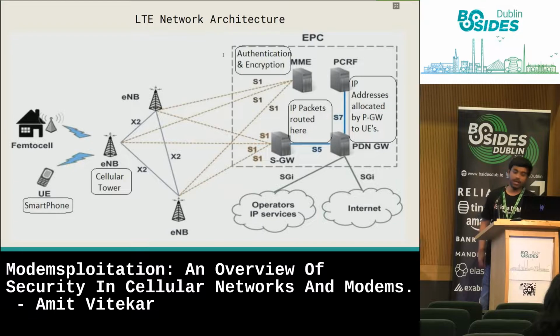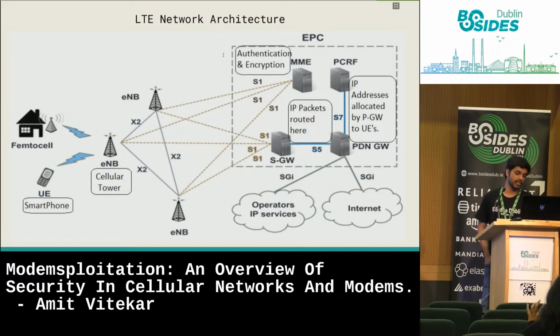Okay, so this is what a basic 4G network looks like. The UE is basically user equipment. This could be a smartphone. This could be your car, which is connected to a 4G network, let's say Tesla. Or it could be an IoT device. It could be a drone, which is connected to a cellular network. The ENB, Evolved Node B, is basically a cellular tower. This is your cellular tower to which your smartphone communicates.